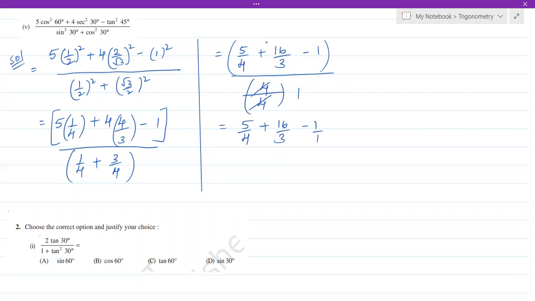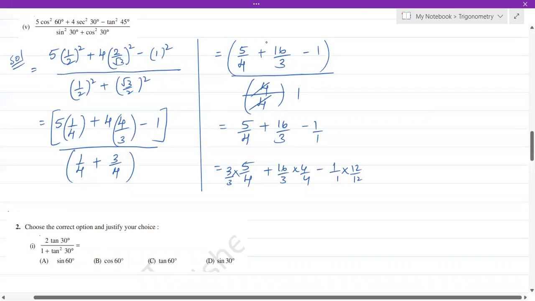Now let's take the LCM. The LCM of 4, 3, 1. LCM of 4, 3, 1 will be how much? 12, isn't it? So to make this 4 as 12, we have to multiply by 3 for both numerator and denominator. Now 16 by 3. To make this 3 as 12, we have to multiply both numerator and denominator by 4. To make this 1 as 12, we have to multiply and divide by 12 itself. So LCM is 12.